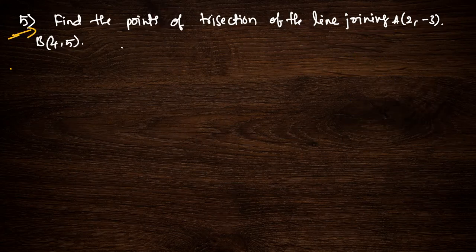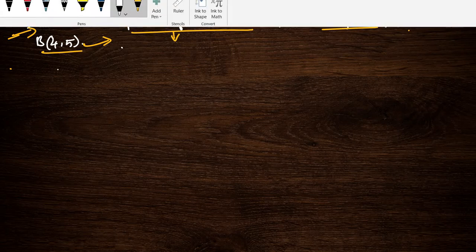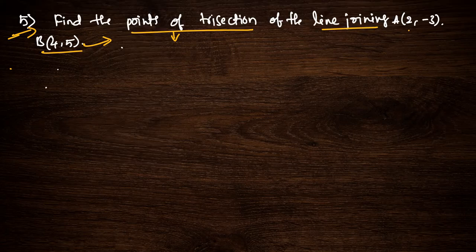Now moving to the fifth question. Find the points of trisection of the line segment joining A (2, minus 3) and B (4, 5). So he is asking us to find the trisection points. Now the solution: let P and Q be the points of trisection.